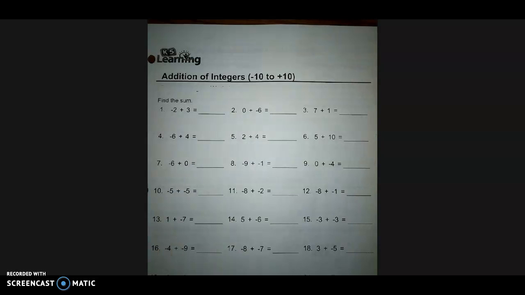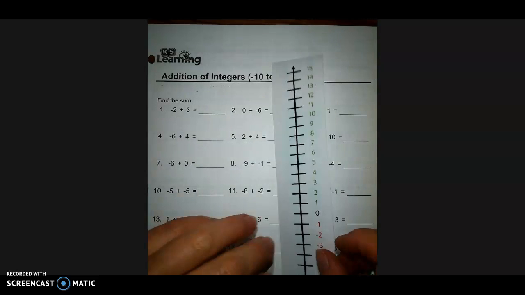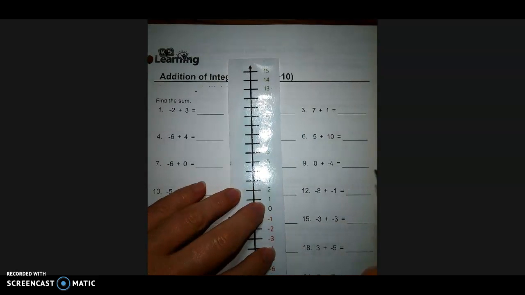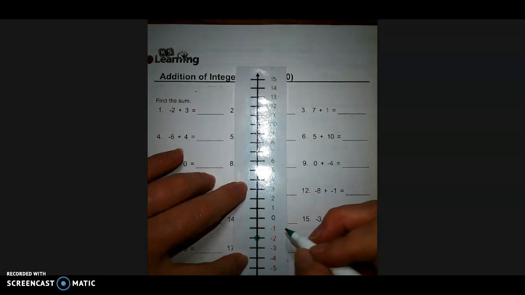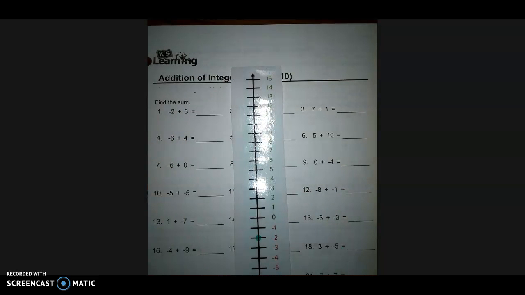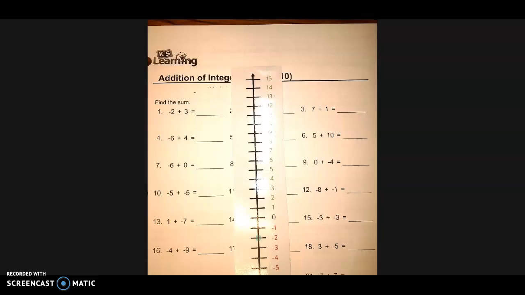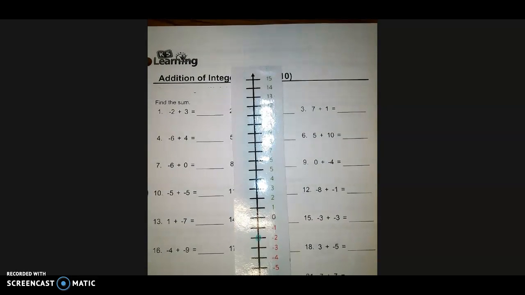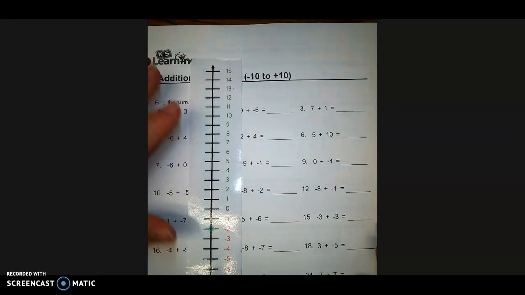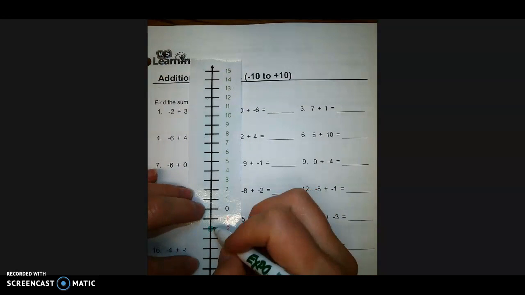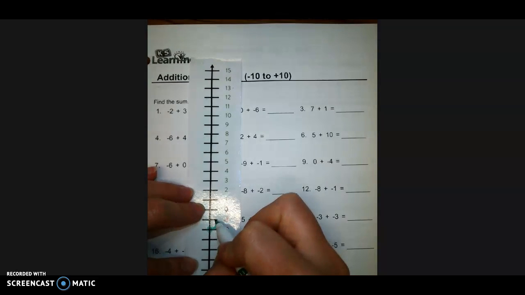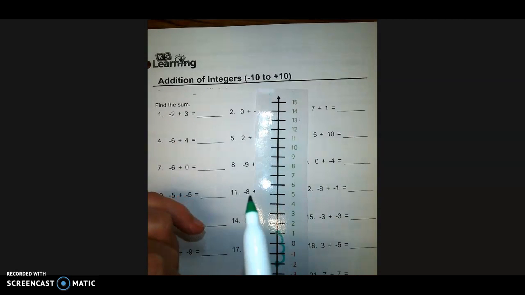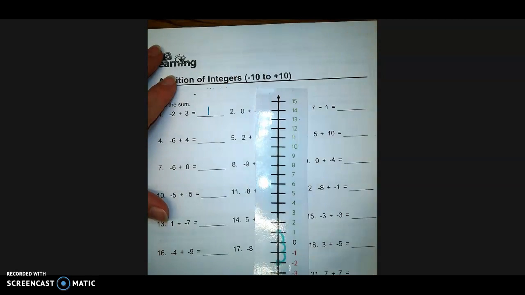So this is the partner practice. I just want to model a couple so you can see what they look like. Our first one here is -2 plus 3. So I'm going to start at -2, and I'm going to add a positive 3. When I add a positive 3, I'm going to go up 3, and my answer is 1. So -2 plus 3, my answer is 1.